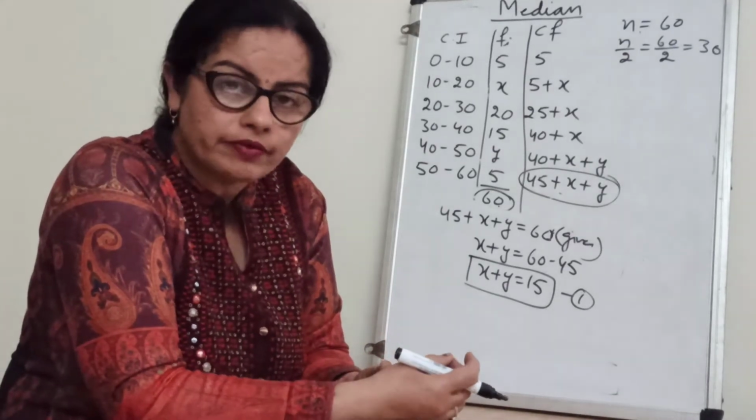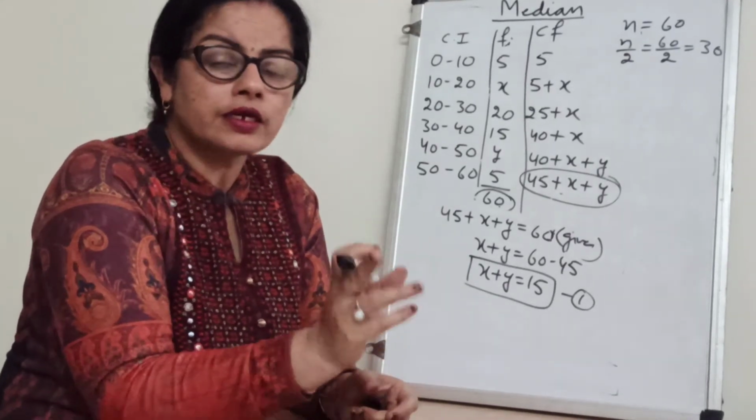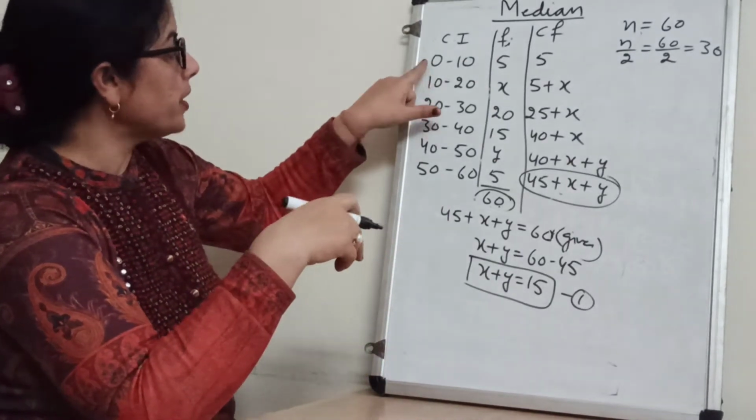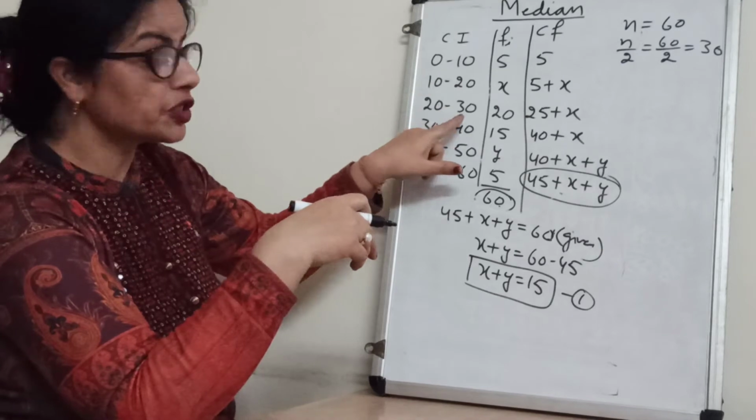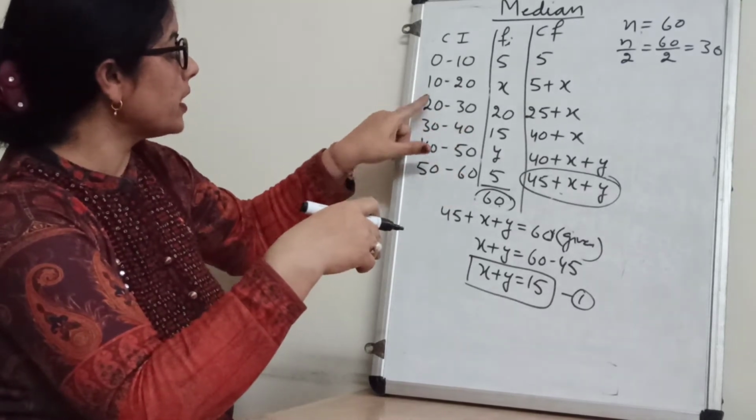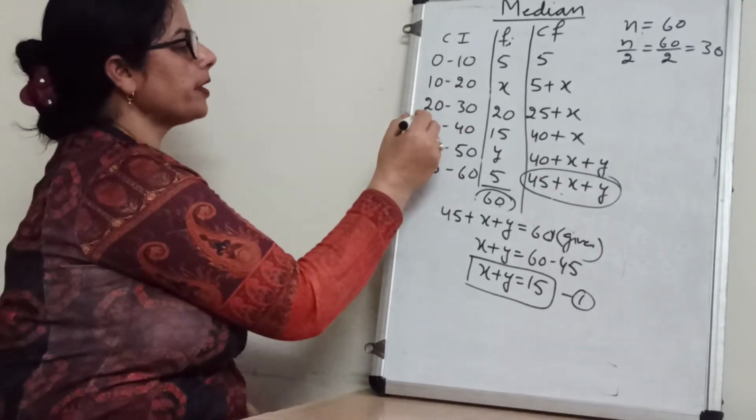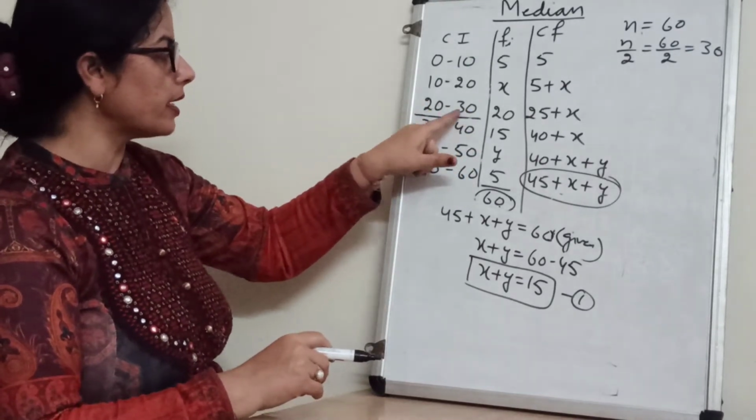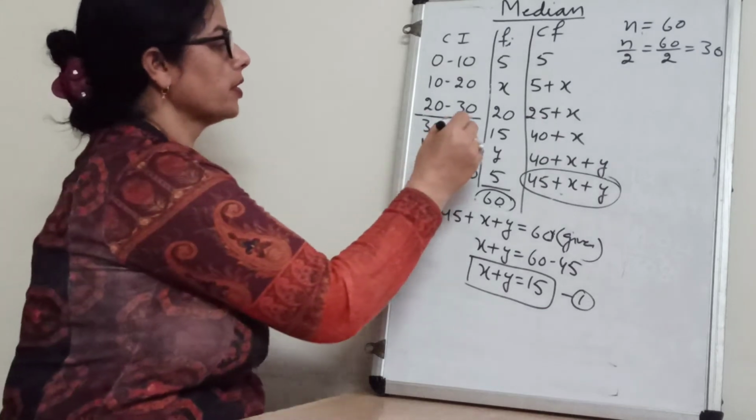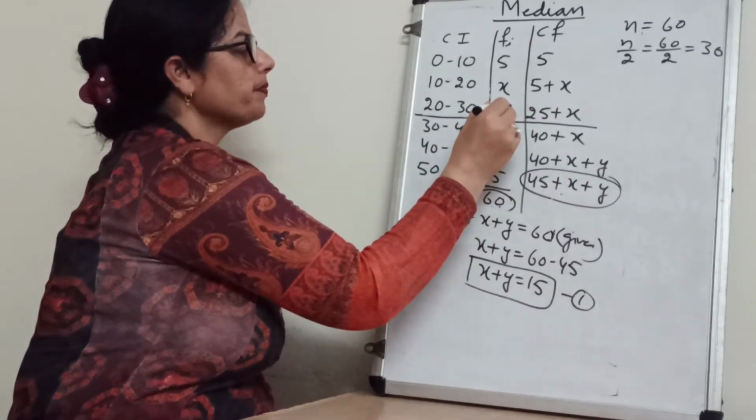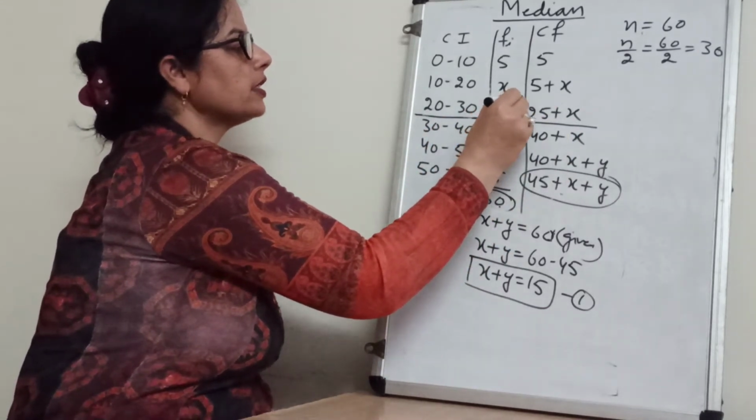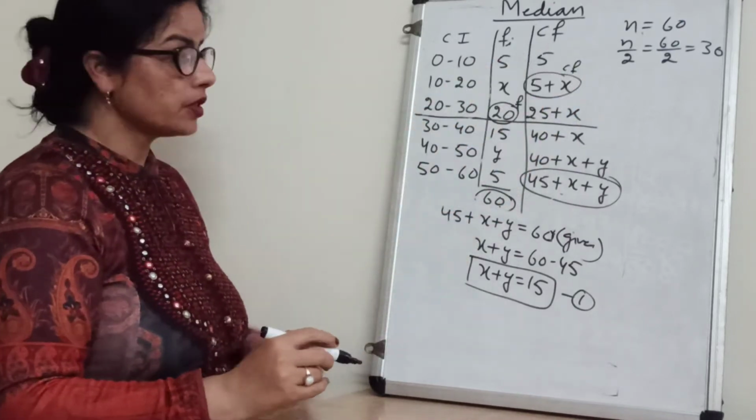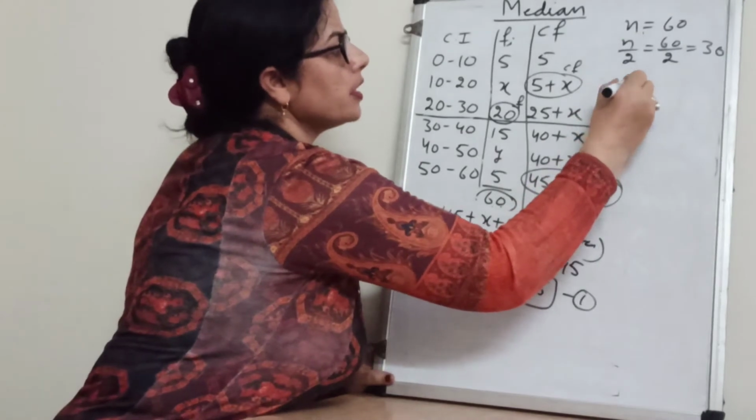Here median is given to us. Median will tell us in which class the median lives. See, 28.5 lies between 20 and 30. Means our median class is 20 to 30. And this will be the frequency. This is the frequency of the median class. And this is CF.